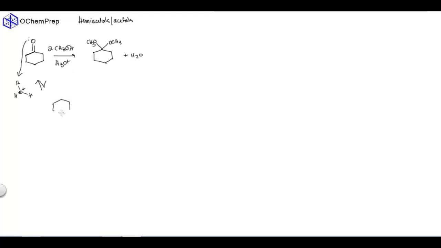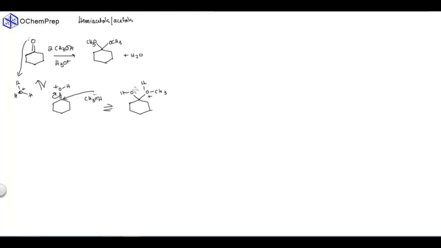So the next step is our protonated ketone. And then methanol comes in and attacks at the electrophilic carbon. And then we have OH and OHCH3 with a plus.